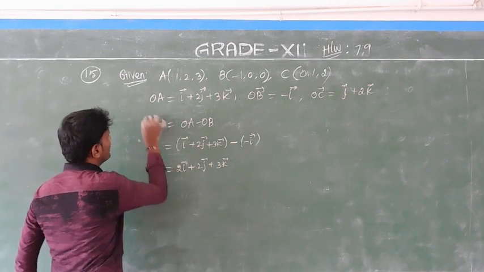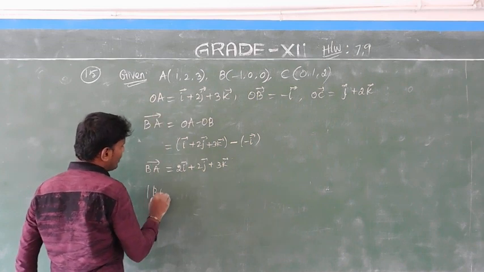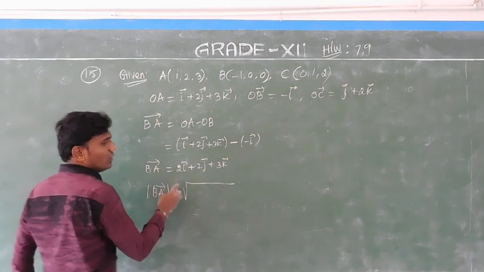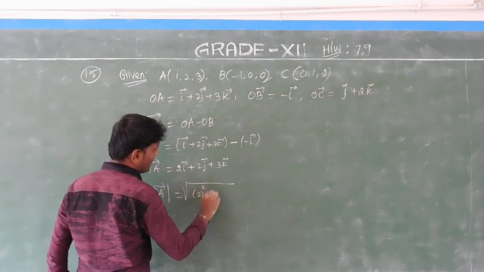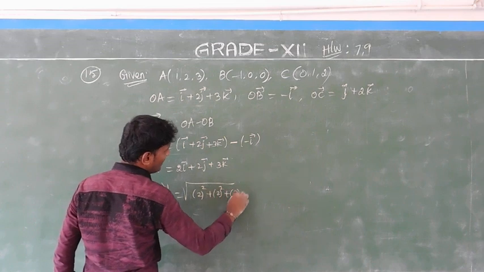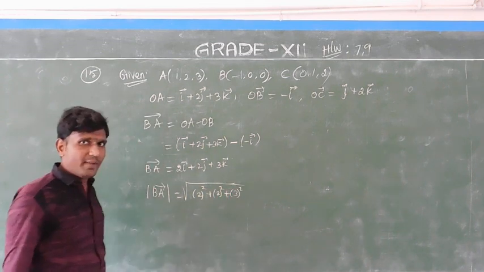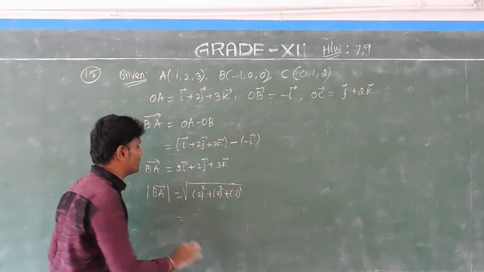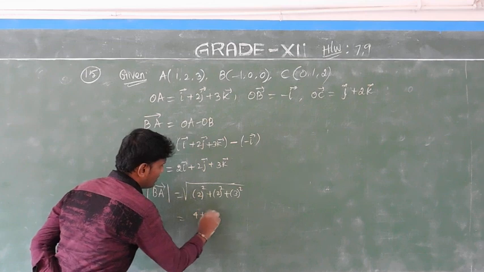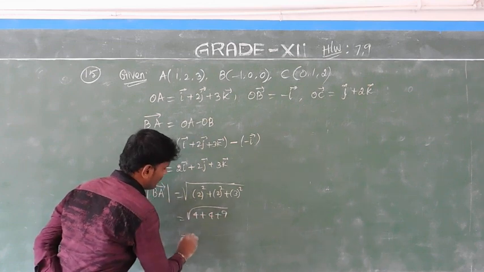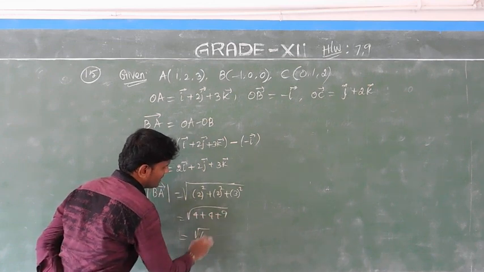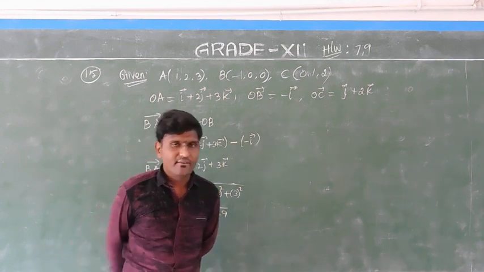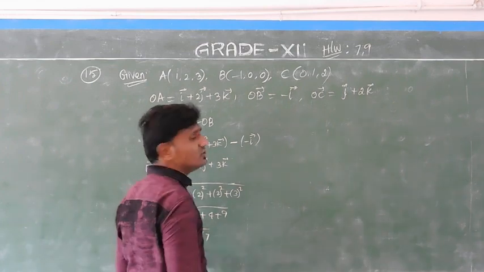Now I want to find the magnitude of that BA vector. How to find the magnitude? The formula is square root of x square plus y square plus z square. So square root of 2 the whole square plus 2 the whole square plus 3 the whole square. 2 square is 4, plus 2 square 4, plus 3 square 9. So root of 4 plus 4 is 8, plus 9 is 17, which is equal to root 17. So this is the magnitude of BA.